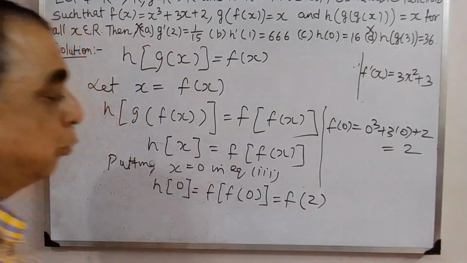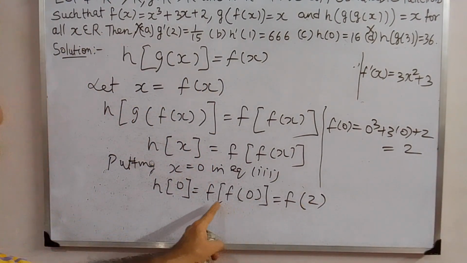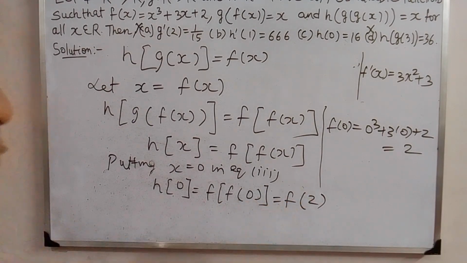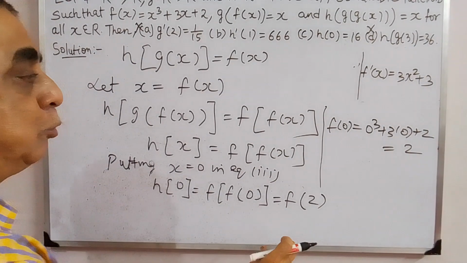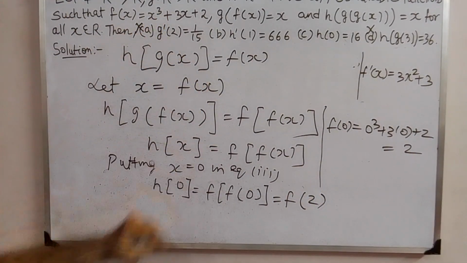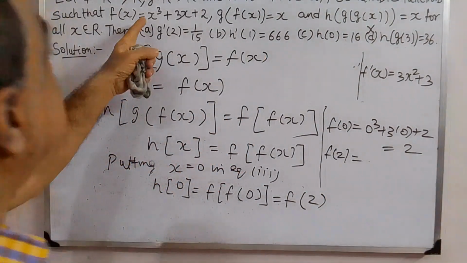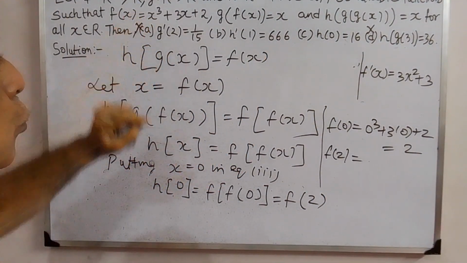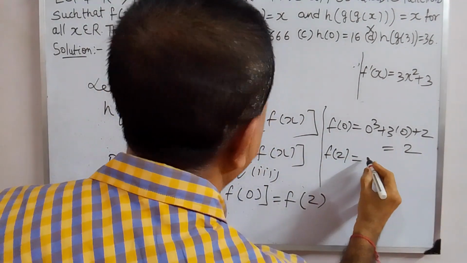F0 is value 2. Now we have to find f0, which becomes f of 2. Now, f2 means what? F2 means the value of the function fx when x is equal to 2. So f2 is equal to, here you have to put the value of x, 2, in the equation of fx. So put the x value 2.